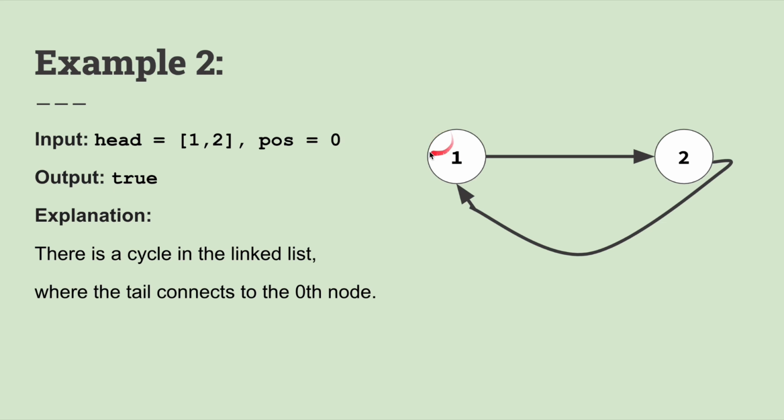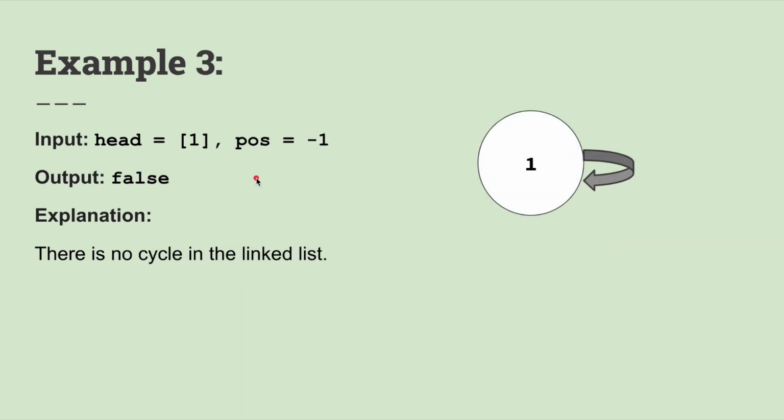Similarly, we have been given a smaller linked list, 1 and 2, right? At position 0 it is saying that we have to form a cycle. As you can see, pos is 0 for 1 and 2. So is it possible to make a cycle from position 1? Yes, that is true. Okay, now it's time to understand example 3.